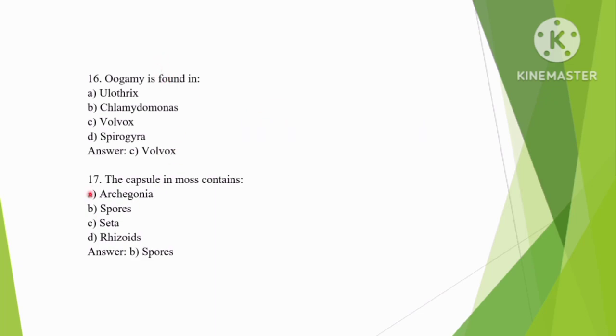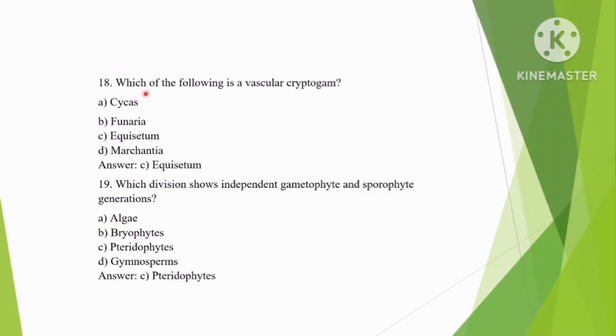Okay. The capsule in moss contains, right answer is option B, spores. The capsule part of the sporophyte undergoes meiosis to produce haploid spores for their dispersal. Which of the following is a vascular cryptogam? Option C, Equisetum. Cryptogams reproduce via spores, not seeds. Equisetum has vascular tissues, making it a vascular cryptogam.